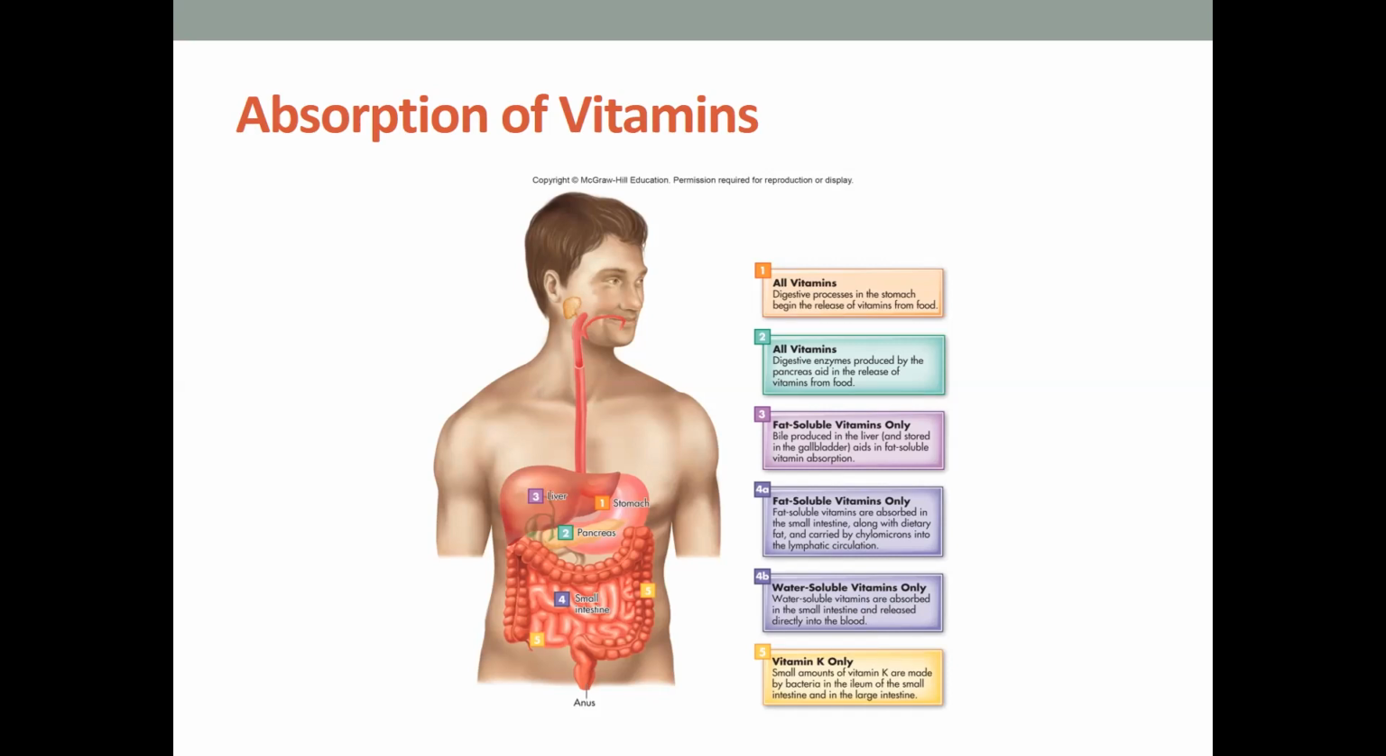Fat-soluble vitamins are absorbed in the small intestine along with dietary fat. And just like fats that we eat, they're carried by chylomicrons and they travel throughout the lymphatic circulation instead of the cardiovascular. Water-soluble vitamins are also absorbed in the small intestine, but they go right into the bloodstream. We don't need bile. We don't need them to be carried with other things. We don't need chylomicrons, for example.